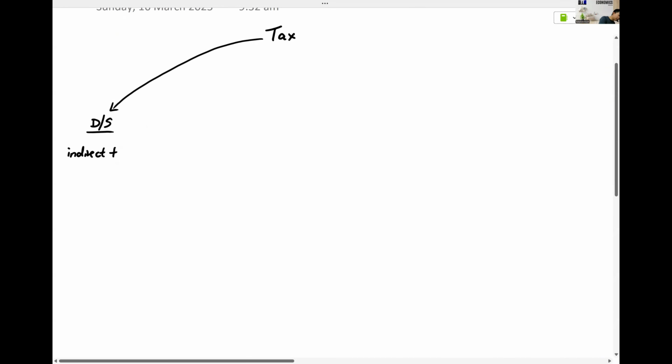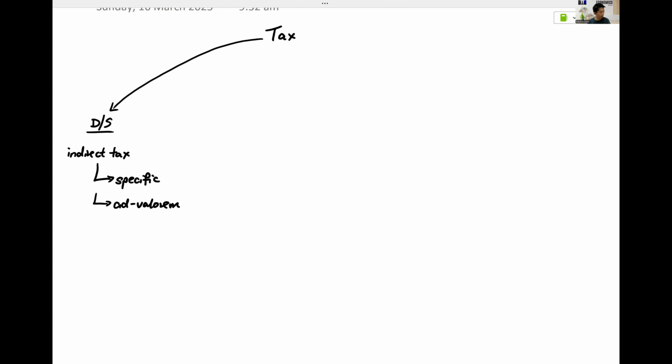Okay. So we see indirect taxes in demand and supply. And indirect taxes, we have two types. You all heard of ad valorem tax. So we have ad valorem tax and we have specific tax. So indirect taxes, one of which is a specific tax. The other one is your ad valorem tax.